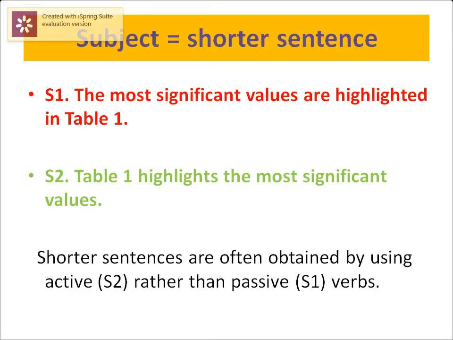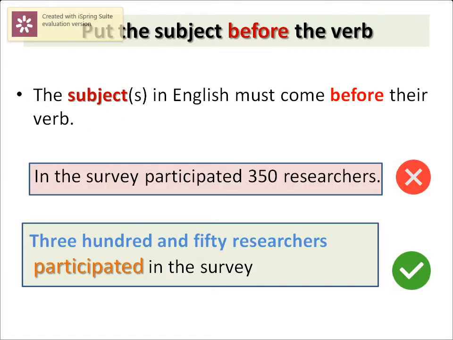Look at these sentences. Sentence 1. The most significant values are highlighted in Table 1. Sentence 2. Table 1 highlights the most significant values. In this example, the researcher has a choice between two subjects. Both subjects are important. How can he choose the most relevant subject? Shorter sentences are often obtained by using active verbs, sentence 2, rather than passive, sentence 1. Thus, sentence 2 is more suitable for the publishable English scientific style.